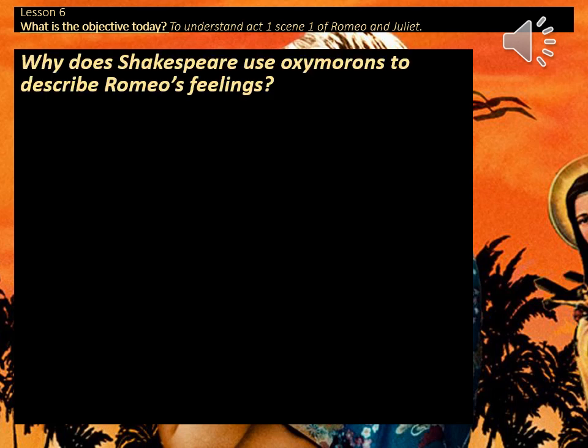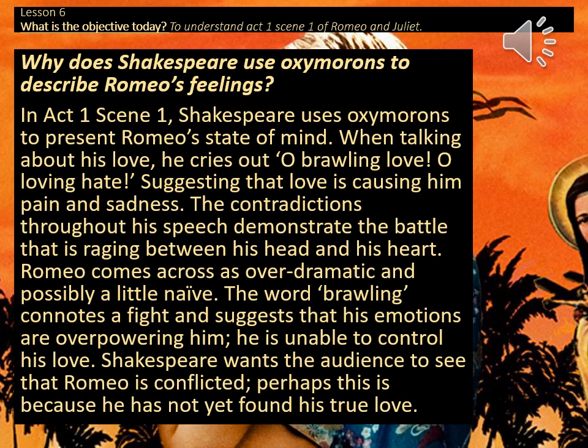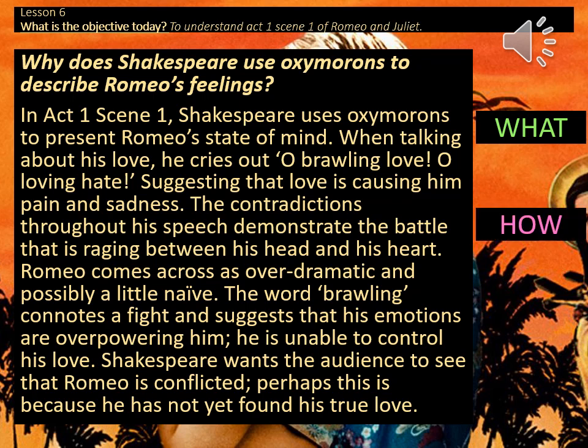We are, of course, building up to writing our own analysis about the language that Shakespeare uses. But for now, I'm going to model what that might look like using that what, how, why structure that we're really familiar with. So if we go back to that question, why does Shakespeare use oxymorons to describe Romeo's feelings? You might say something like this. In Act 1, Scene 1, Shakespeare uses oxymorons to present Romeo's state of mind. When talking about his love, he cries out, "O brawling love, O loving hate," suggesting that love is causing him pain and sadness. The contradictions throughout his speech demonstrate the battle that is raging in his head and his heart.